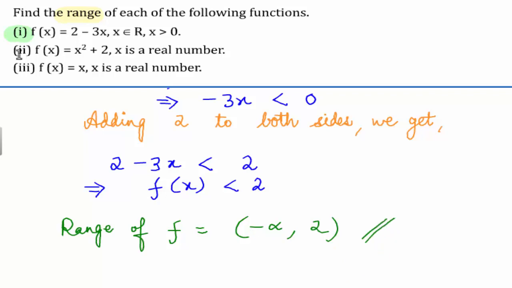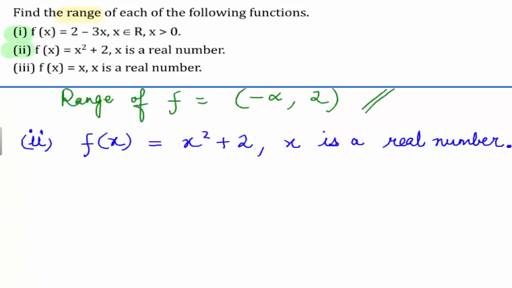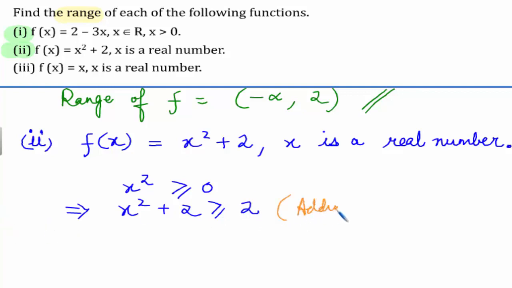Let us now consider the next function which is given to us. It is given that f of x is equal to x square plus 2, where x is a real number. This means x square is greater than or equal to 0, which implies x square plus 2 is greater than or equal to 2, and this we obtain by adding 2 to both sides. And this can be written as f of x is greater than or equal to 2.